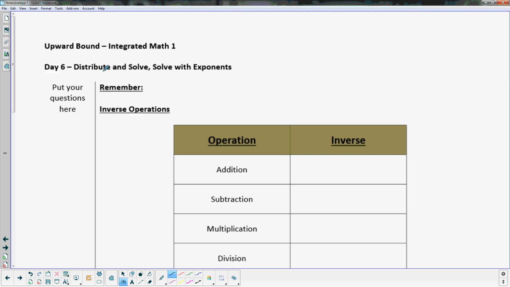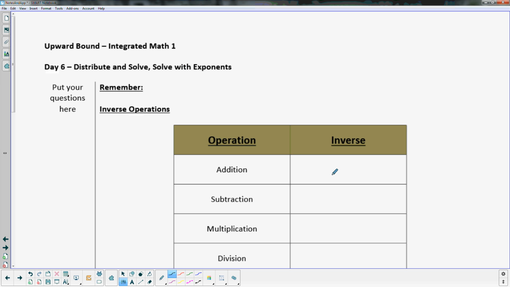Today we're going to look at two things. We're looking at some more complicated equations, ones that we have to distribute and solve, and then also equations where we have to solve and they have exponents involved. And we'll look at those in just a little bit.